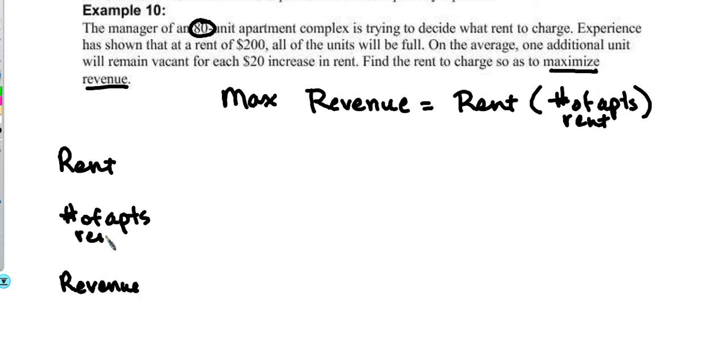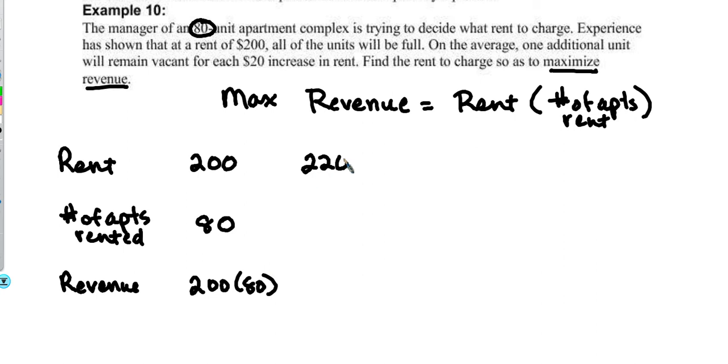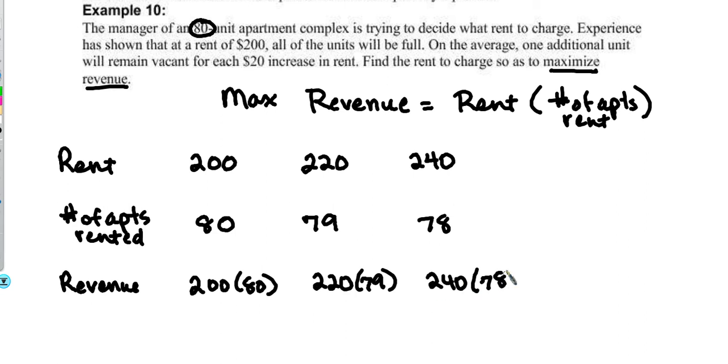Number of apartments rented. All right, and we'll start with the first example that if I could charge $200, I can rent them all, and my revenue is going to be 200 times 80. I could multiply it out, but I'm not going to worry about it for this point. If I increase by $20 in rent, that would put me at 220. I can only rent 79 apartments. 220 times 79, whatever that is. If I increase by another $20, I can now only rent 78 apartments. So I have 240 times 78.